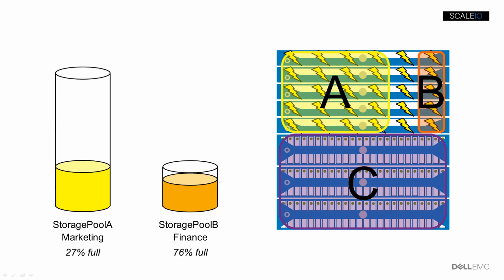Once the SSDs have been evacuated, we will add them to storage pool B. Storage pool B will then rebalance, distributing user data and data protection evenly across the drives. The capacity of storage pool B will increase. It will go from 76% full to 38% full.